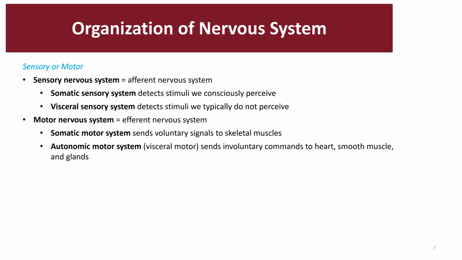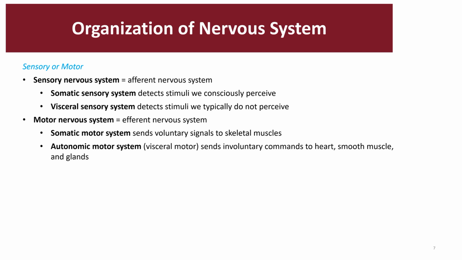The somatic sensory component detects information and stimuli that we can consciously perceive, and they include our five senses: your sight, smell, taste, hearing, and balance, as well as proprioception, which is the sensing between joints and muscles. We also have the visceral sensory, which detects stimuli that we do not consciously perceive, and they're located inside the blood vessels as well as internal organs.